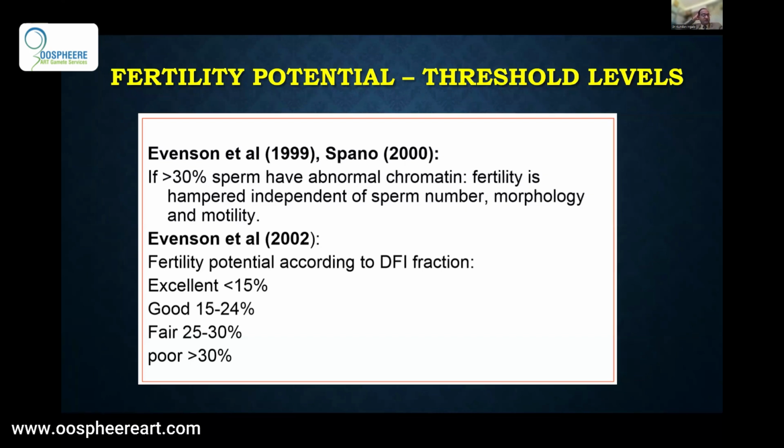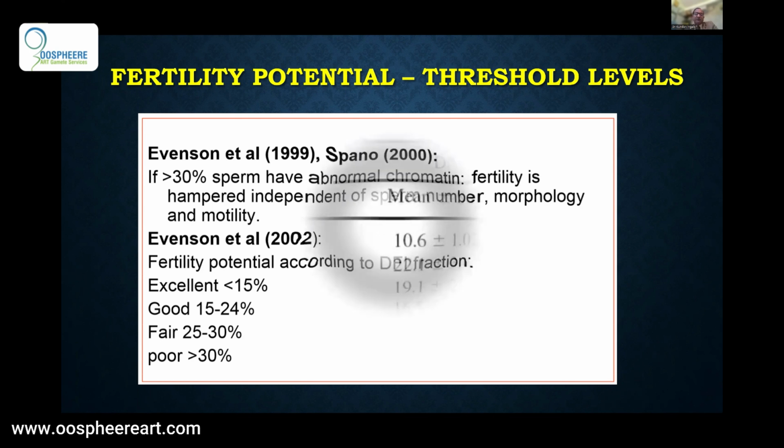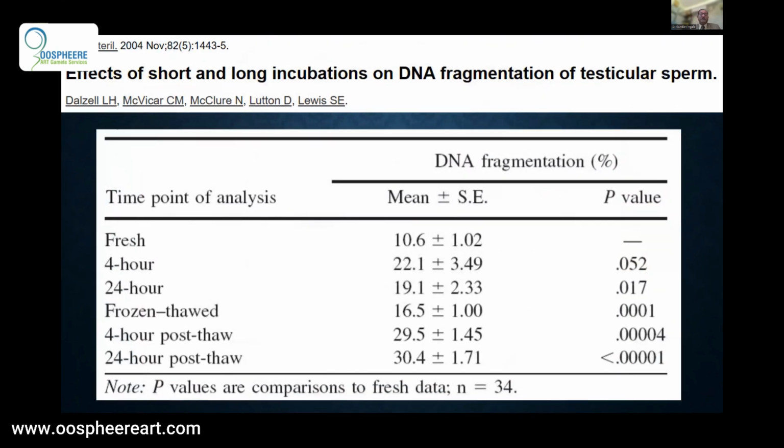A good or adequate sperm chromatin integrity is when the DFI is between 15 to 20%. It is average when it is 25 to 30%, but more than 30% is a poor sperm DFI, or severely low sperm DFI.